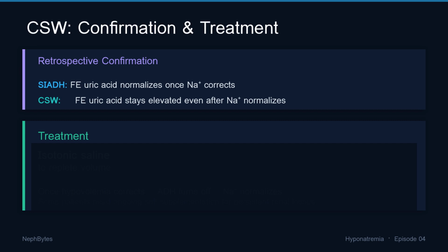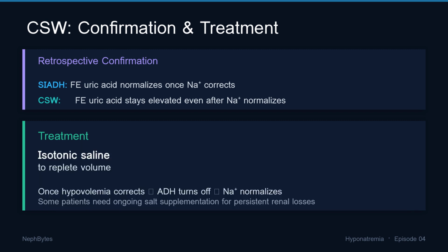The treatment for CSW is isotonic saline to replete volume. Once hypovolemia corrects, ADH turns off and the sodium normalizes. Some patients with persistent renal sodium losses need ongoing salt supplementation. Let me anchor this before we move on.